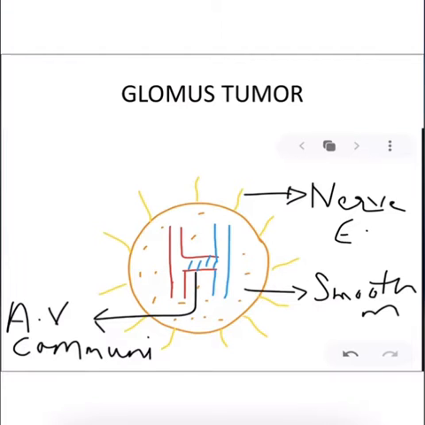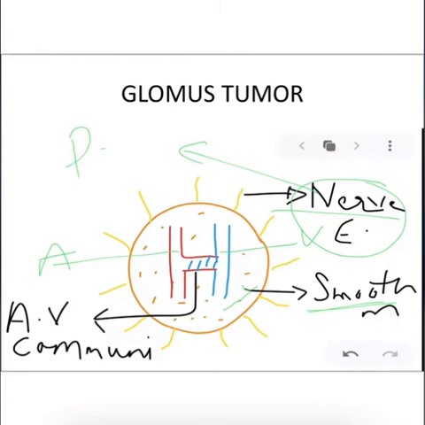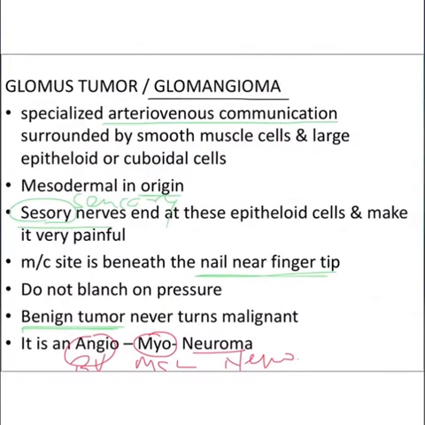You can see these are the arteries, this is the vein, and there are the smooth muscle fibers, and nerves. Because of these nerves they are so painful. Normally benign tumors or simple tumors are not painful, but glomus tumor is very painful and the patient always says just remove it.